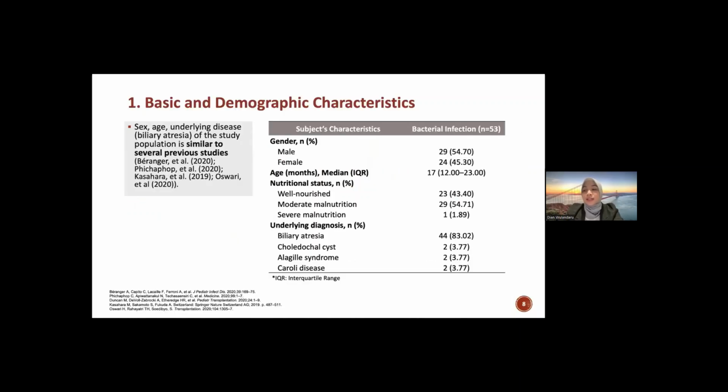These are the results and discussion. In the bacterial infection group, the median age is 17 months with an interquartile range, or IQR, of 12 until 23 months. 54% of them are male, and 54% of them have moderate malnutrition. Biliary atresia is the most common underlying disease, followed by cholestasis, Alagille syndrome, and Caroli disease. Sex, age, and underlying disease of the study population are similar to several previous studies.